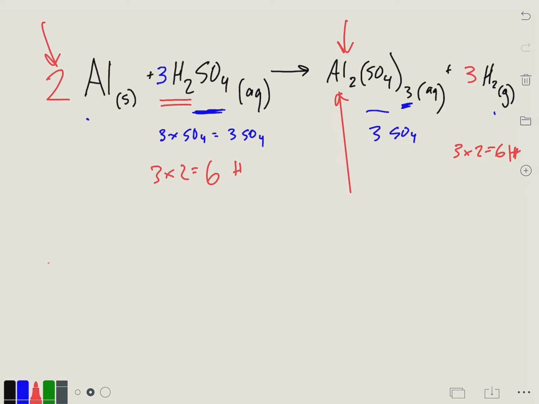Okay. Let's see. So altogether, we've got 2 Al plus 3 H2SO4 gives us Al2(SO4)3 and 3 H2. And then you could check and you would see everything is in fact balanced.